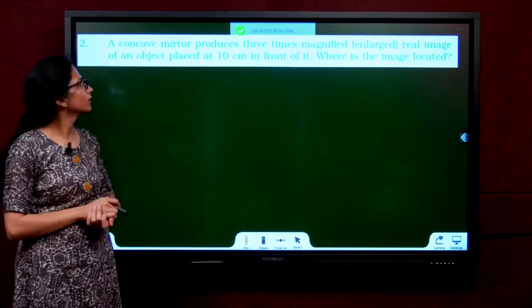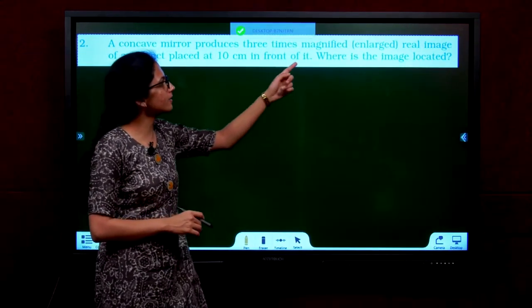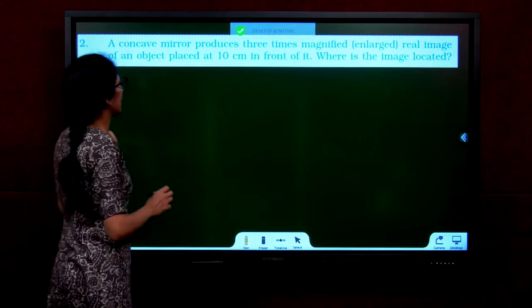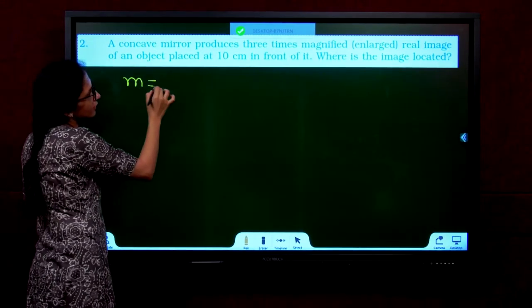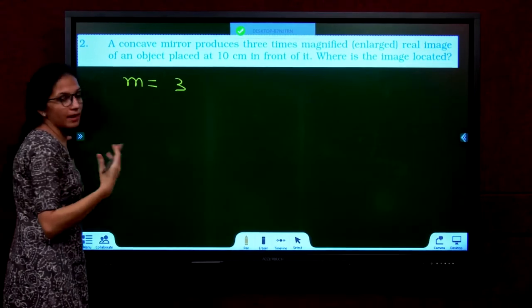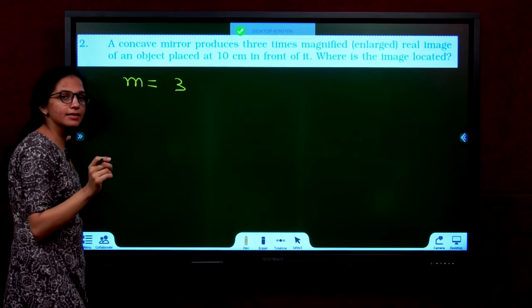So, a concave mirror produces 3 times magnified real image of an object placed. See, magnification is given as 3 times magnified. Real image means plus or minus?